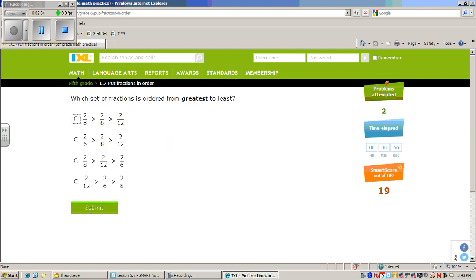Now, which set of fractions is ordered again from greatest to least? When we do not have the same denominators, then it gets a little trickier, because you have to also think about, are my fractions reduced to the least, or I should say, is my fraction in simplest form? And in simplest form, it means have I reduced it down. I know that 2/8 is 1/4. I know that 2/6 is 1/3. And I knew that 2/12 is 1/6.